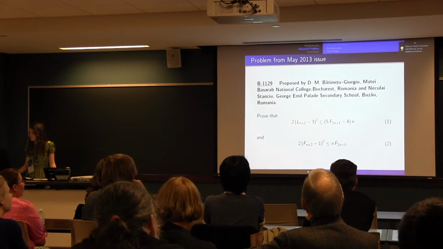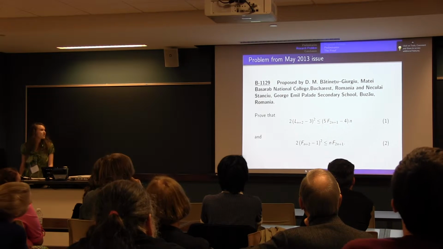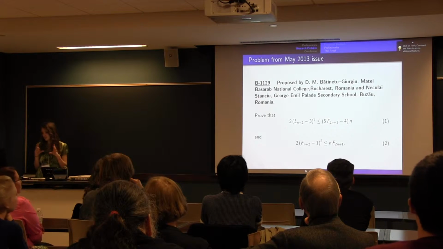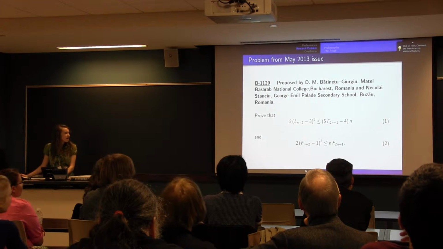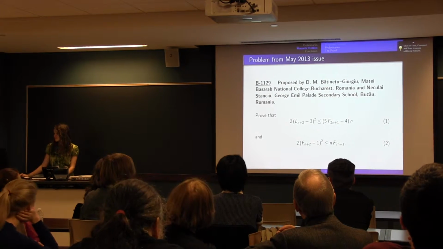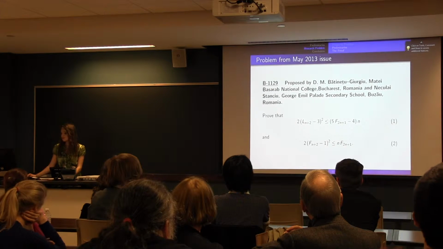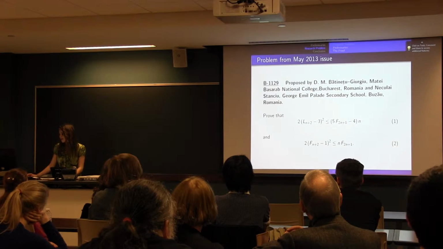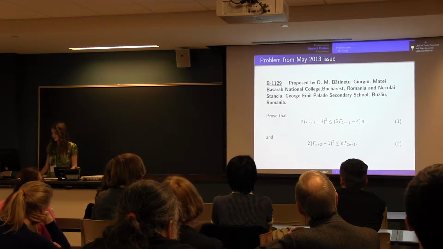So this is the actual problem that we worked on solving. It is from the May 2013 issue. This is what they put into the Fibonacci journal. And we had to prove these 2 inequalities. The L sub n is Lucas numbers, and the Lucas numbers follow the same sequence as Fibonacci, where you add the 2 previous terms, except they start with 1 and 3 instead of 1 and 1. And the F is for Fibonacci. So we had to prove both of these inequalities.